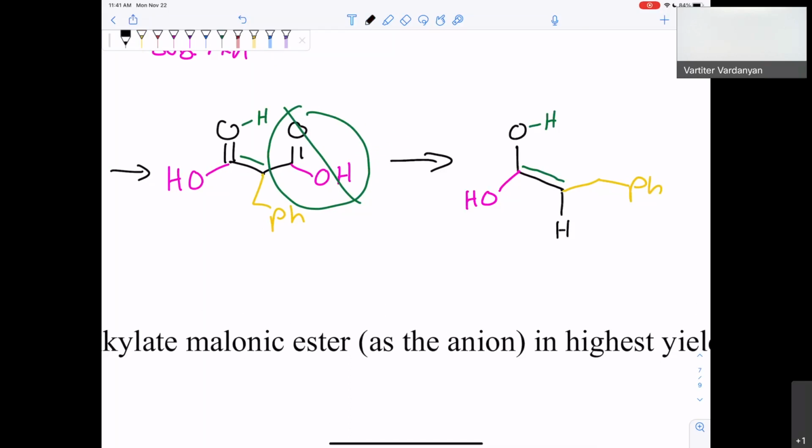Ta-da! I know it's ugly. But did everyone kind of follow from when I went to the middle step to the last step? Was that kind of okay? Okay, cool. So when you see one of these reactions on your exam, I want you to go about it like this.